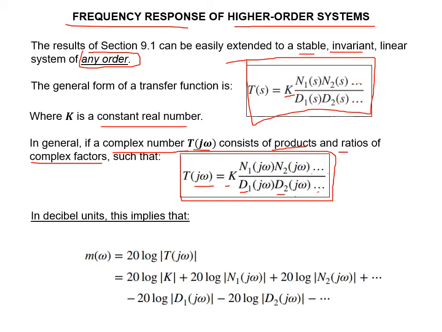Now, if we're talking about decibel units, then we have down here that our lowercase m of omega is given by 20 times the log of the absolute value, or magnitude, of T of j omega, and we can expand that out to the form down here.